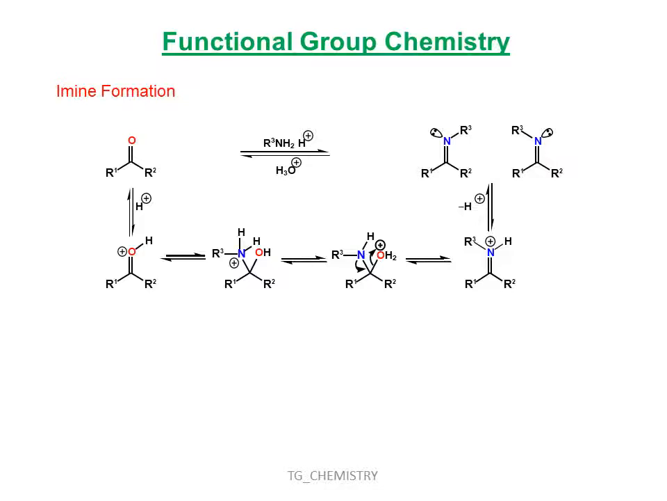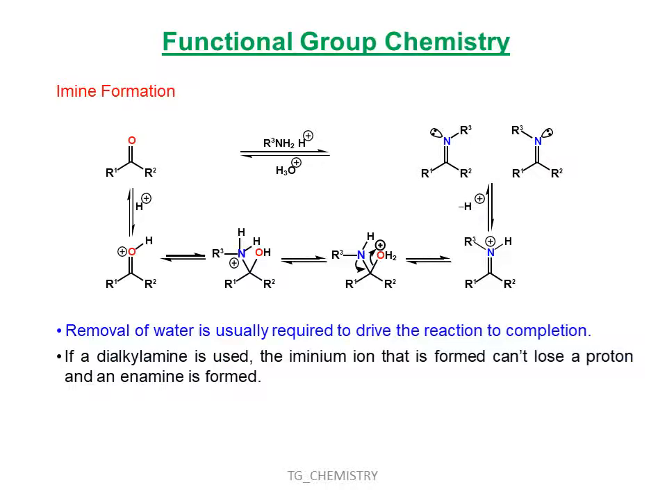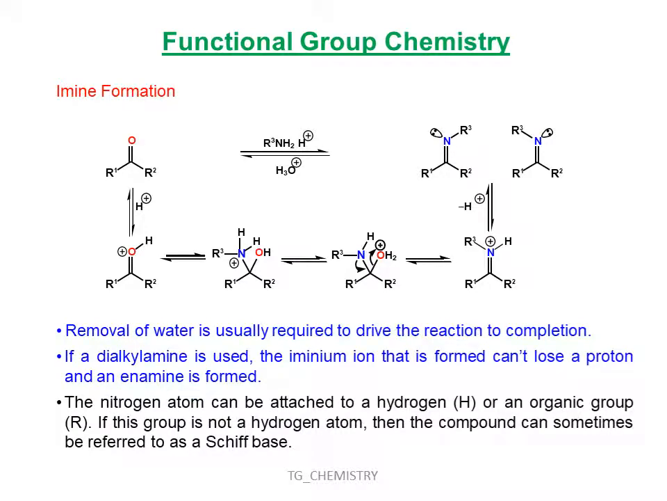Now, it is very important to understand 3 points. First, the removal of water is usually required to drive the reaction to completion. Second, if a dialkyl amine is used, the iminium ion that is formed cannot lose a proton further, and we will have an enamine. Thirdly, the nitrogen atom can be attached to a hydrogen atom or an organic group, or alkyl group, rather say. If this group is not a hydrogen atom, then the compound can sometimes be referred to as Schiff's base.